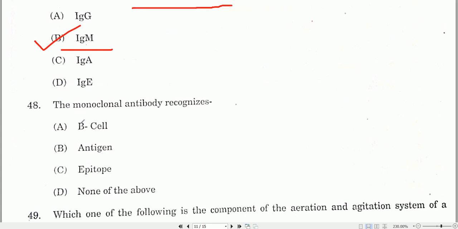Coming to question number 48, the monoclonal antibodies recognize the epitope. Here there are two terms you need to remember, one is epitope, another one is paratope. Basically, epitope is present in the antigen, and that is the antibody binding site, and paratope is present in the antibody, and that will be your antigen binding site.